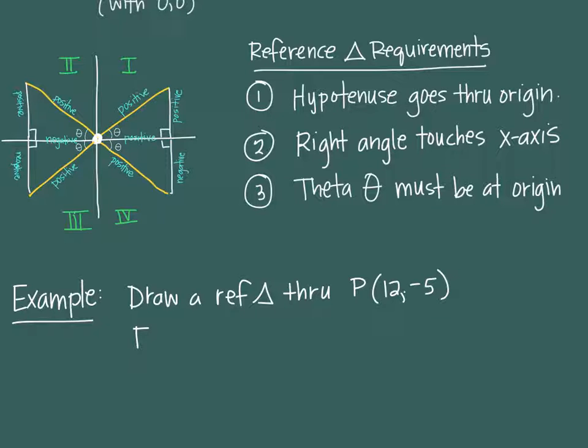And then find the 6 trig values for theta. Okay, so those are the instructions.